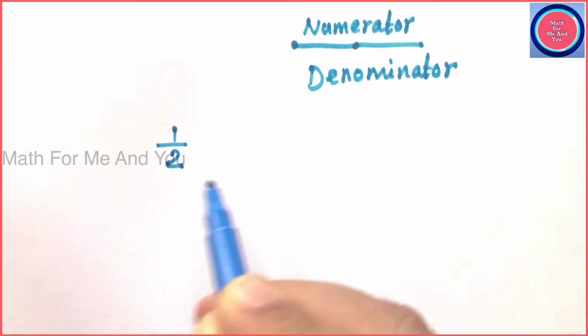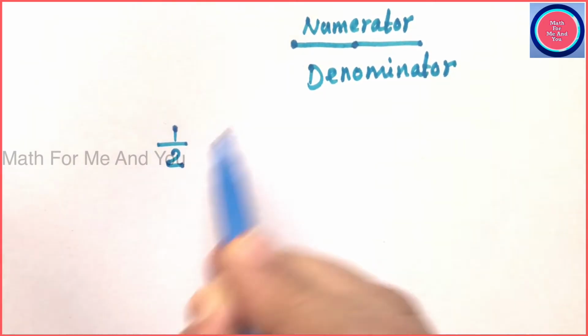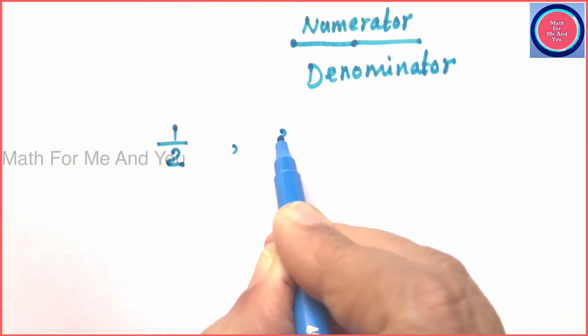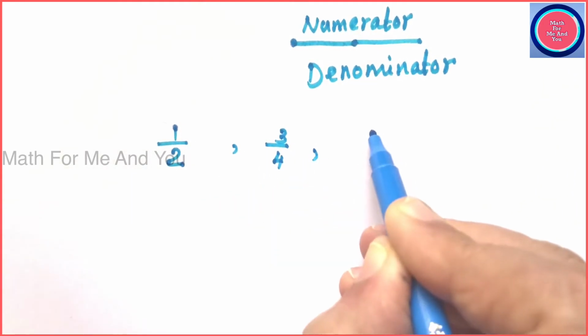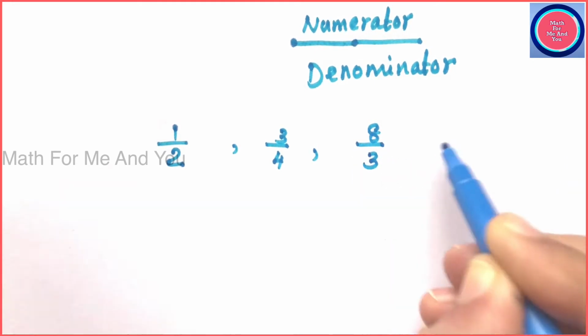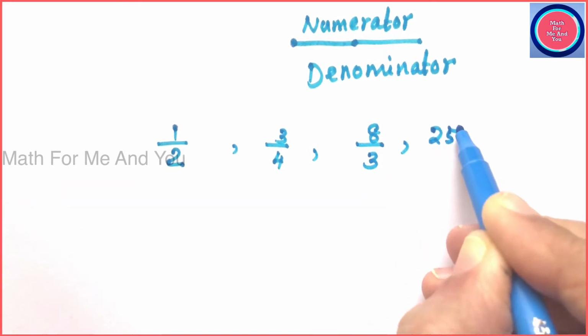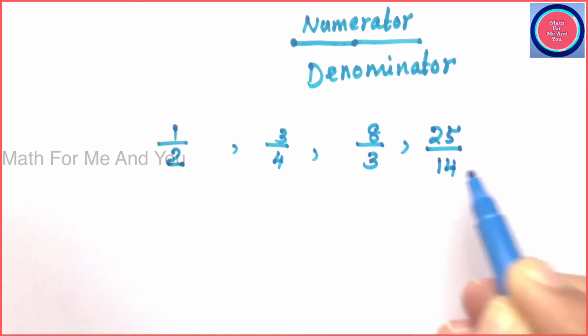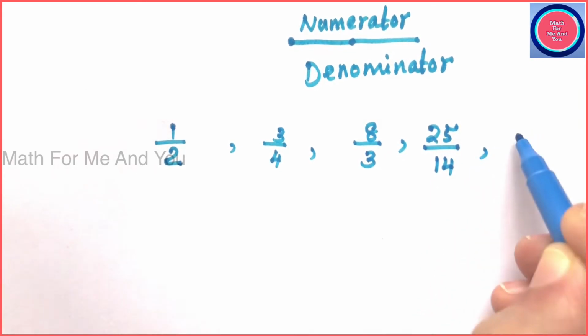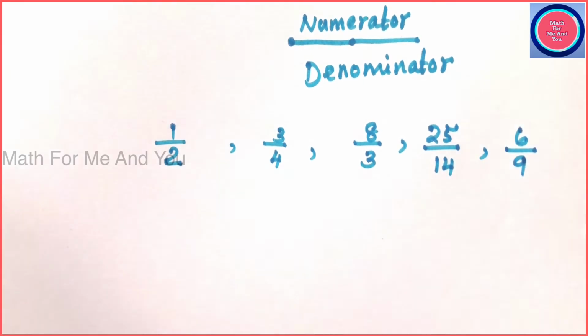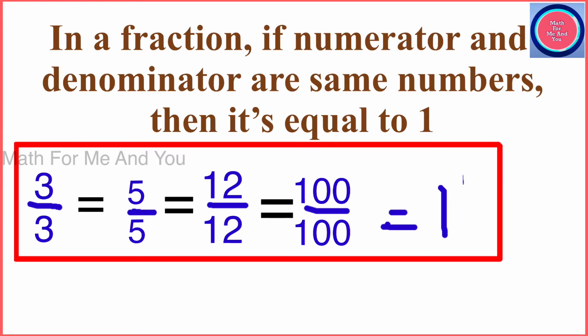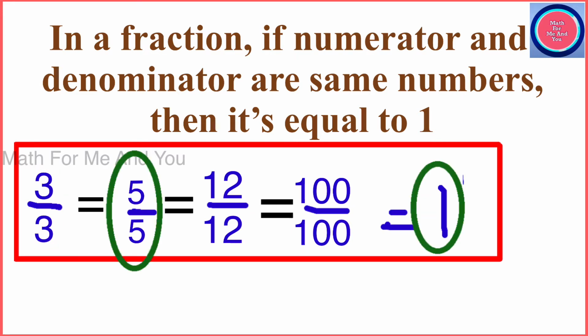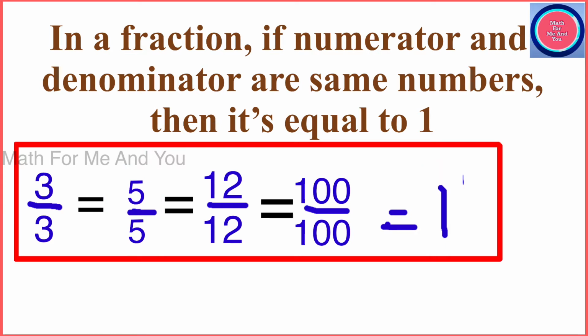Let's see some fractions. You can see some fractions over here. 1/2. 1 is numerator and 2 denominator. Next one, 3/4. What is numerator? What is denominator? Yes, 3 numerator, 4 denominator. Also we can say what are the numerators and denominators for the fractions 8/3, 25/14, 6/9, etc. In a fraction, if numerator and denominator are the same number, then it is equal to 1. See the examples. 3/3 equals 1, 5/5 equals 1. All these types of fractions equal 1.